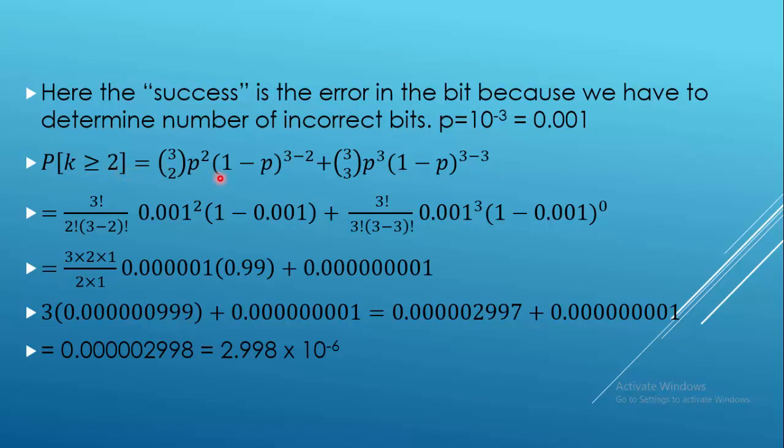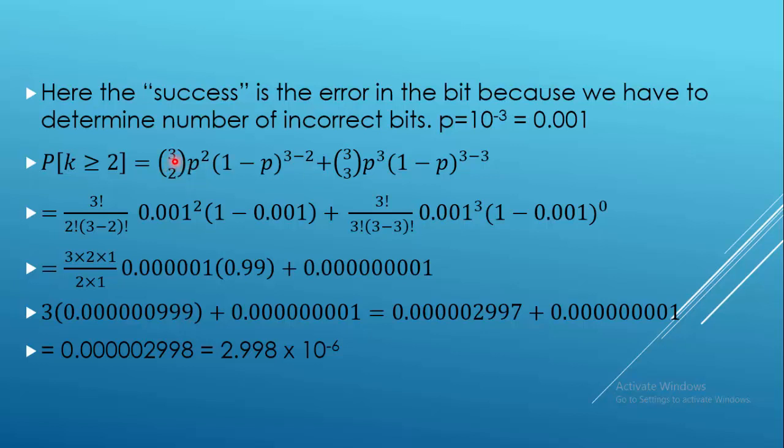In this case, since we have got only 3 bits, there will be 2 values of k, 2 and 3. If we had 4 bits, then k would be 2, 3 and 4, but in that case n will also be 4.